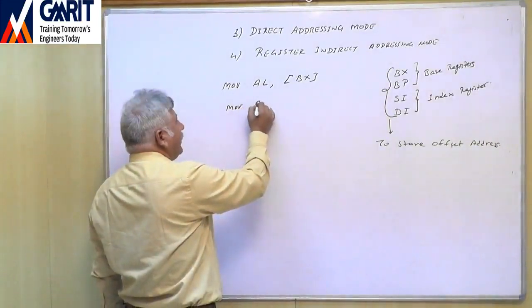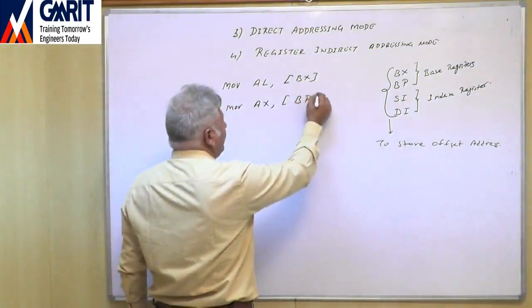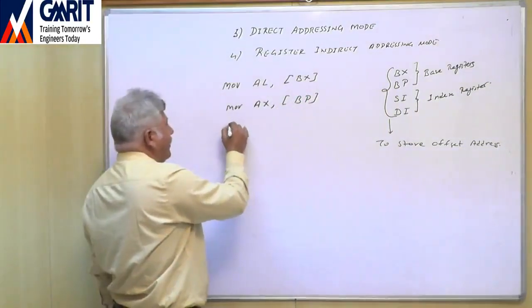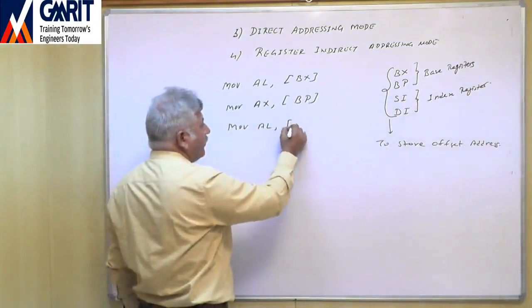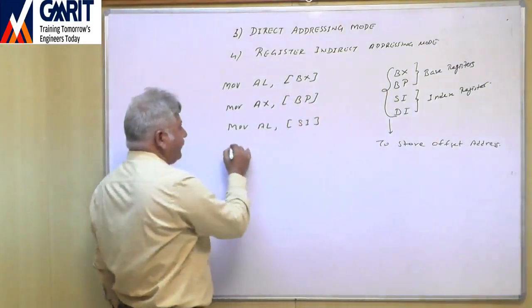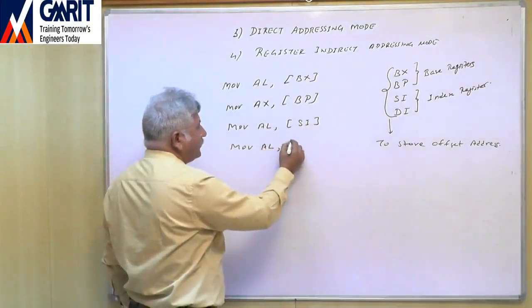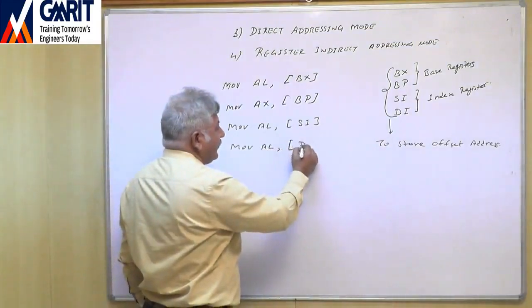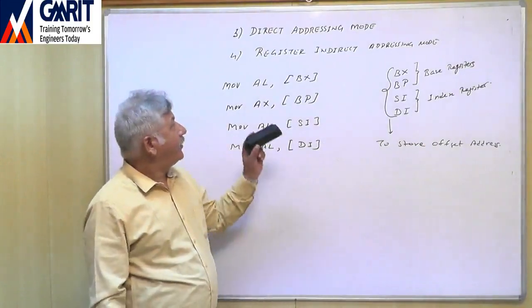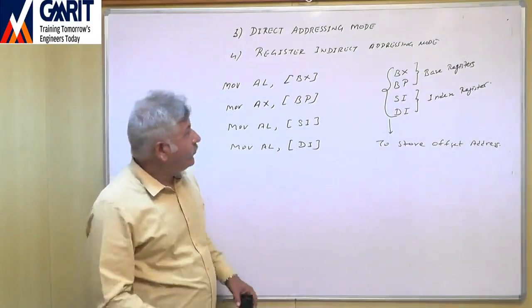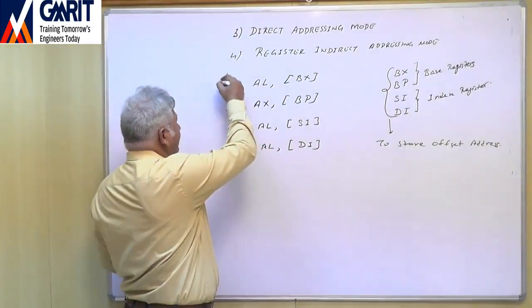MOV AX, [BX], MOV AL, [BP], MOV AL, [SI], MOV AL, [DI]. These are the four forms of register indirect addressing mode. So here now what will happen? If we talk about this instruction.